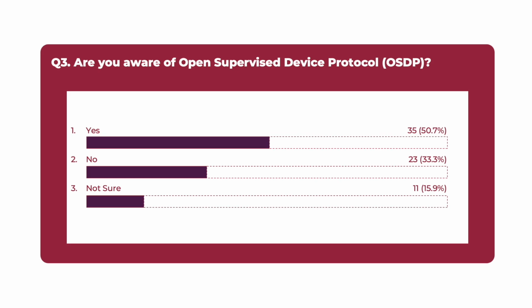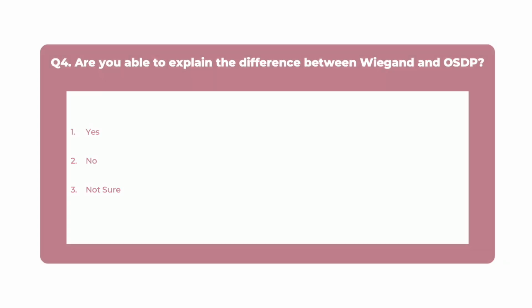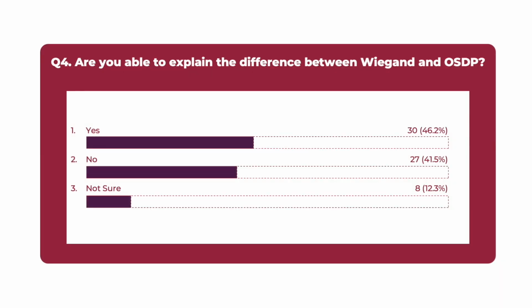If you have any questions, please leave them in the Q&A box and Suprema panel members will be able to answer them. Next is, are you able to explain the difference between Wiegand and Open Supervised Device Protocol? As the result shows, half of voters do not know the difference. But that is okay because this is the training time to learn about this difference.